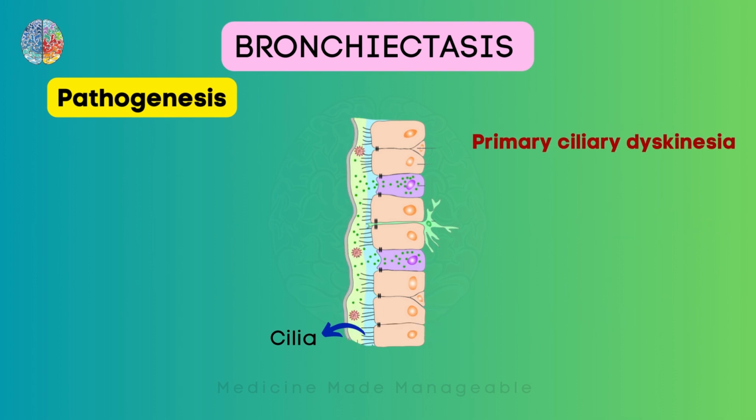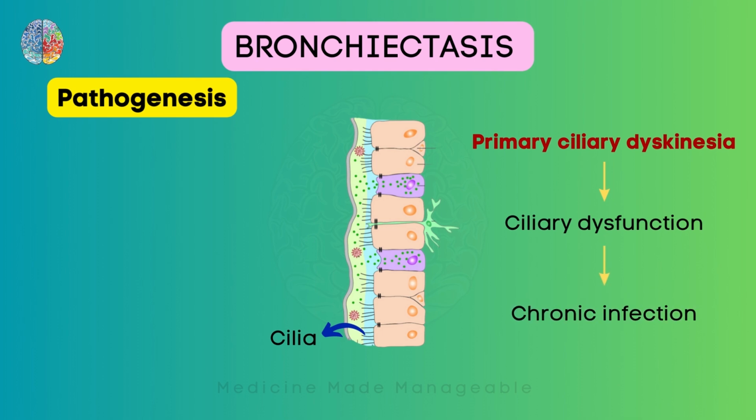Now, what happens in primary ciliary dyskinesia? This one is pretty easy to understand. The cilia themselves in this condition are dysfunctional, meaning they are not moving. So again, if a pathogen enters, it can lead to chronic infection and finally bronchiectasis.